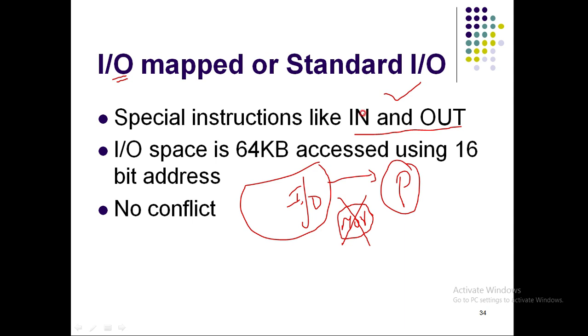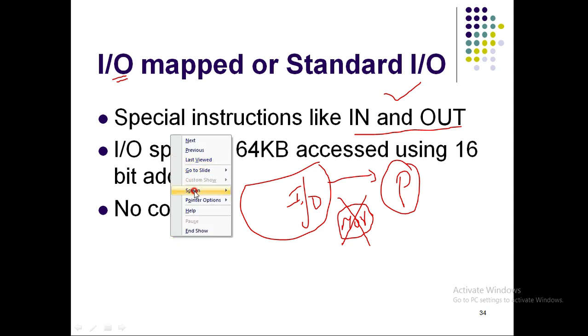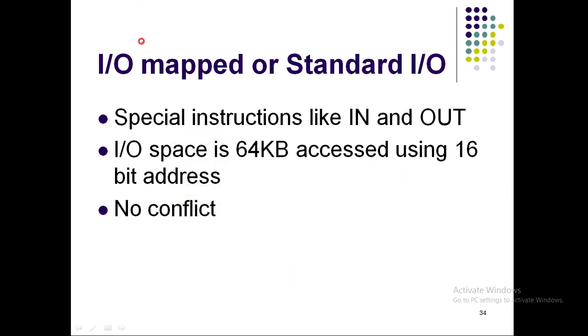Now, this method is used in assembly language to access IO devices, and in all of today's computing systems we are using this type of IO method. So using the IO mapped method, we have designed most of today's computers. Usually the IO space, that is the amount of space IO devices take, is somewhere around 64 KB.